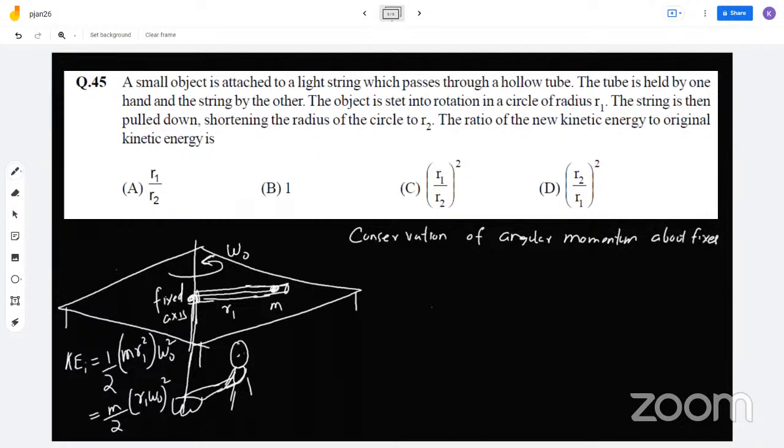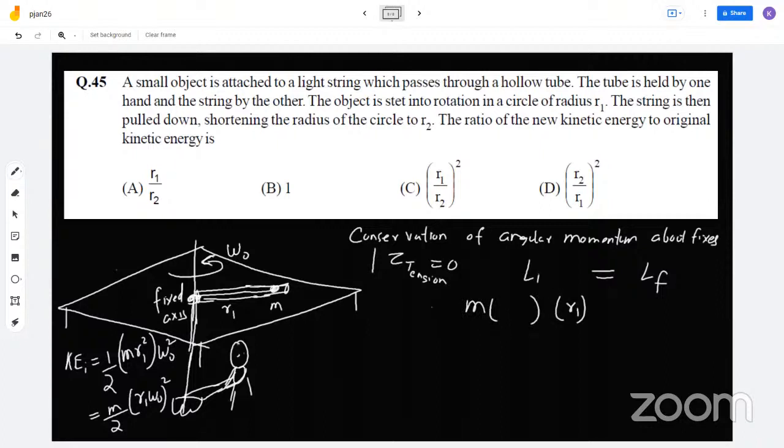Torque of string tension will be zero because tension will be passing through this axis. So the initial angular momentum is equal to the final angular momentum. Guys, कैसे लिखोगे initial angular momentum? Point mass का mvr.